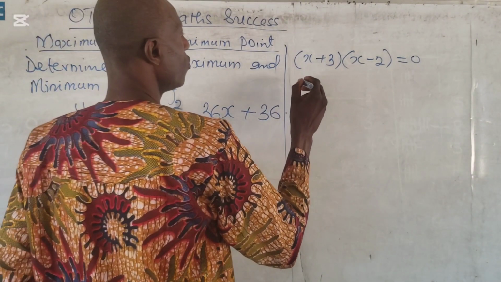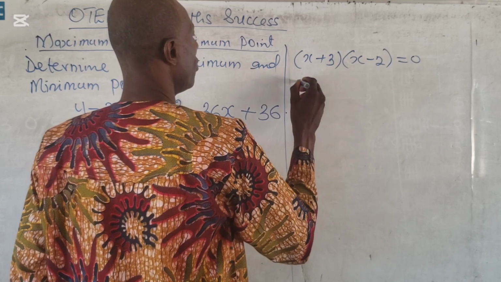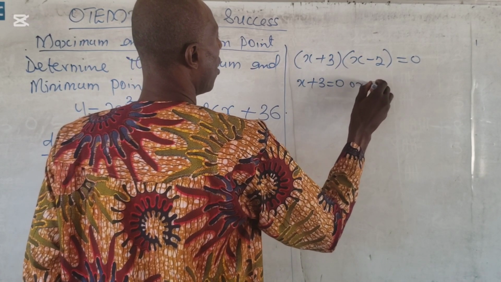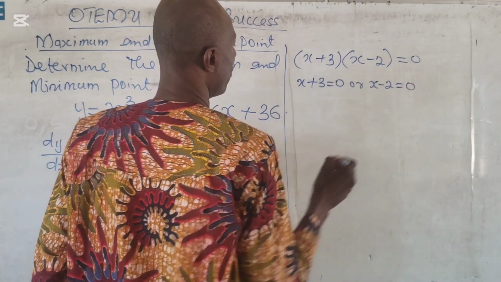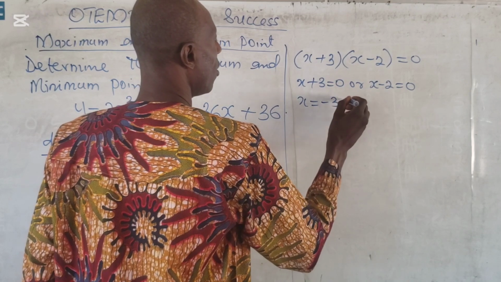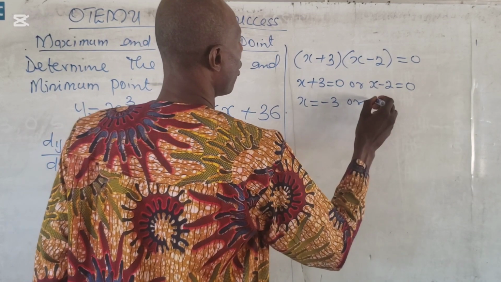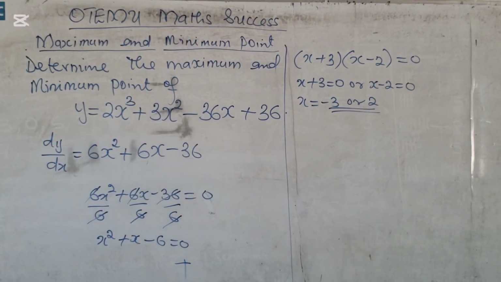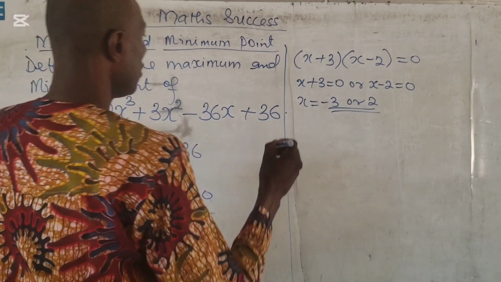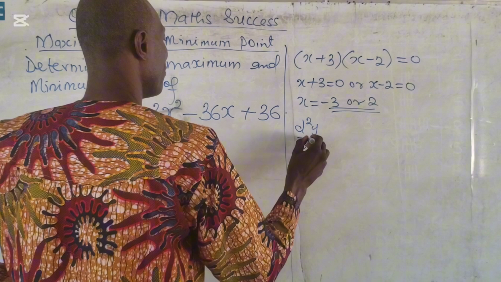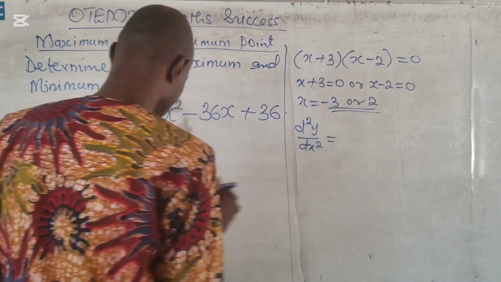So we'll now equate each of the brackets to 0. So x plus 3 is equal to 0, or x minus 2 is equal to 0. So x here will become minus 3, or this one will become plus 2. So these are the roots of the equation, and we can call them the critical points also. Now, let us find the second derivative, d squared y over dx squared, from the first derivative.